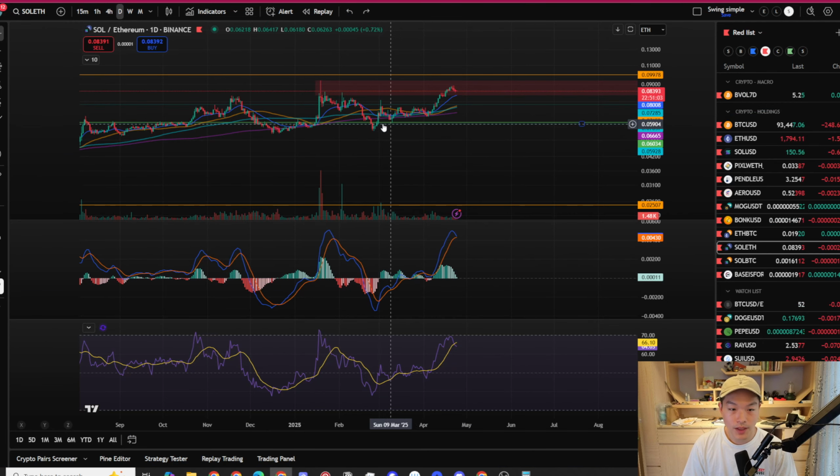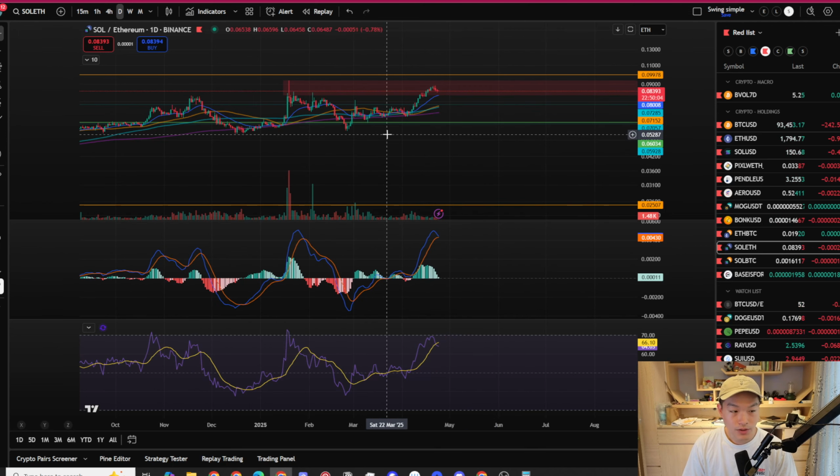So again, if my goal is to accumulate more Ethereum, I entered here at a zone of support, which is pretty good. And right here it's trading at a zone of resistance. If I want to lock in my Ethereum profit, that's a good place to exit. Usually entering when there's a zone of support and exiting at a zone of resistance is a pretty good strategy.